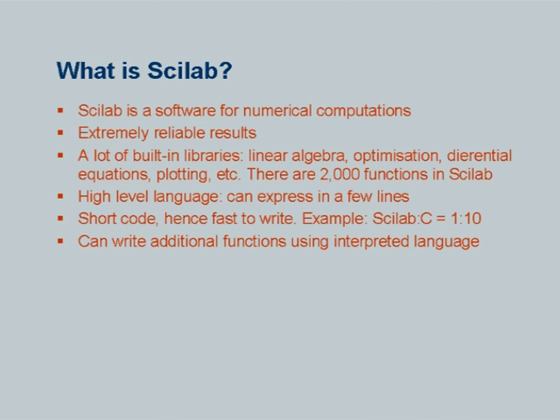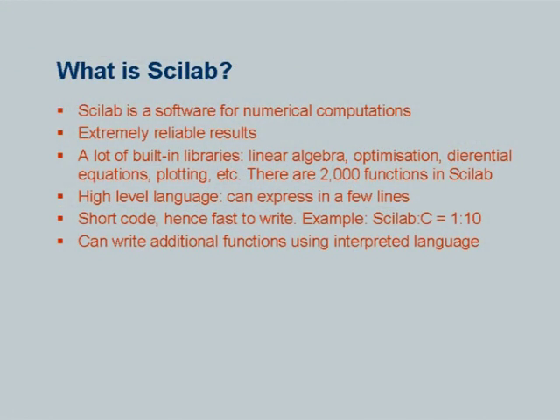Another important thing is it uses a high level language. It has a built-in high level language, can express your ideas in a few lines. For example, if you would take 100 lines to write a program in assembly language, maybe you will need only 10 lines to write it in C, and you can express the same thing in 1/10 of that, namely one line in Scilab. Okay? So that's why I say that Scilab to C is about 1:10.